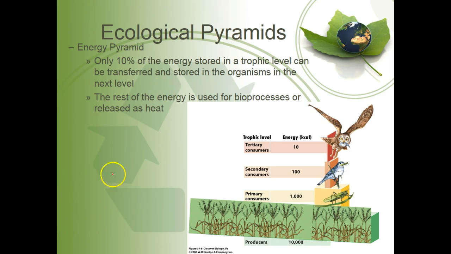Last thing, ecological pyramids. I said 10% of the energy is stored in each trophic level and can be transferred to the next. That means that if we have 10,000 kilocalories of energy at the producer level, only 10%, or 1,000 kilocalories, will be sent to this level. And then only 10% of it will be sent to this level, and 10% of it will be sent to this level. So if we start with 10,000 kilocalories of energy at the producer level, that's going to equate to 10 kilocalories at the tertiary consumer level.